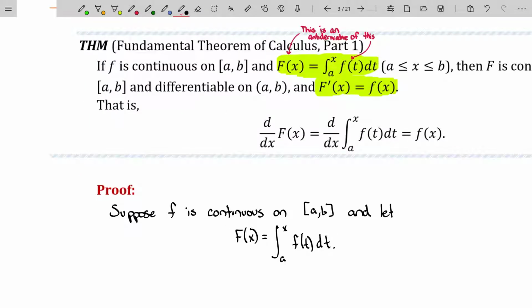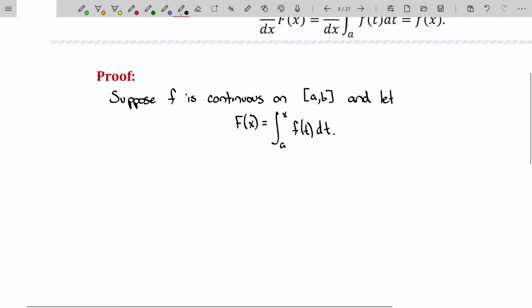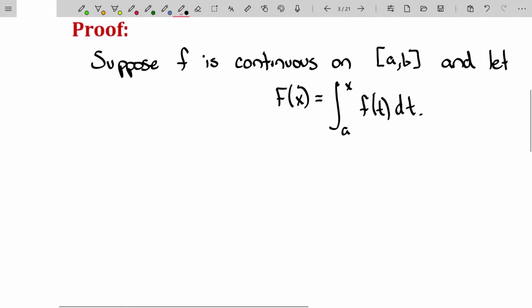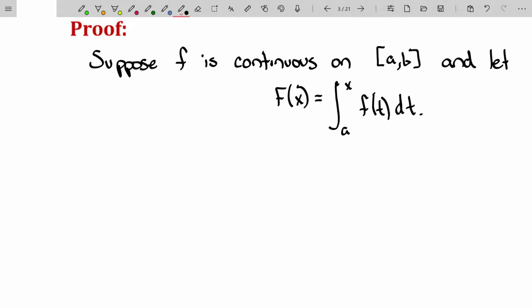As with any good proof, we start with the antecedent, which is that f is continuous on the closed interval from a to b, and capital F of x is told to us to be the integral function from t equals a to t equals x of f of t dt. And what we want to prove is that capital F is differentiable and its derivative will be little f of x. So let's start with what the derivative of capital F looks like.